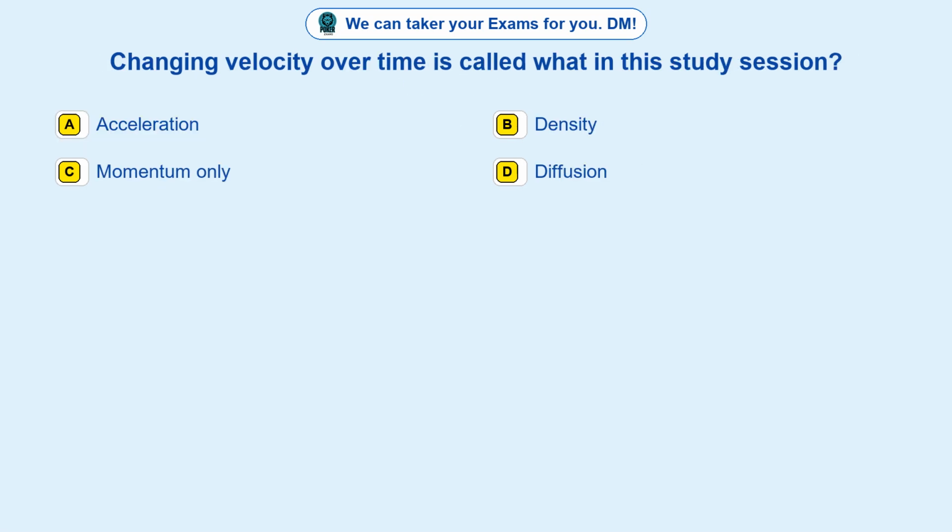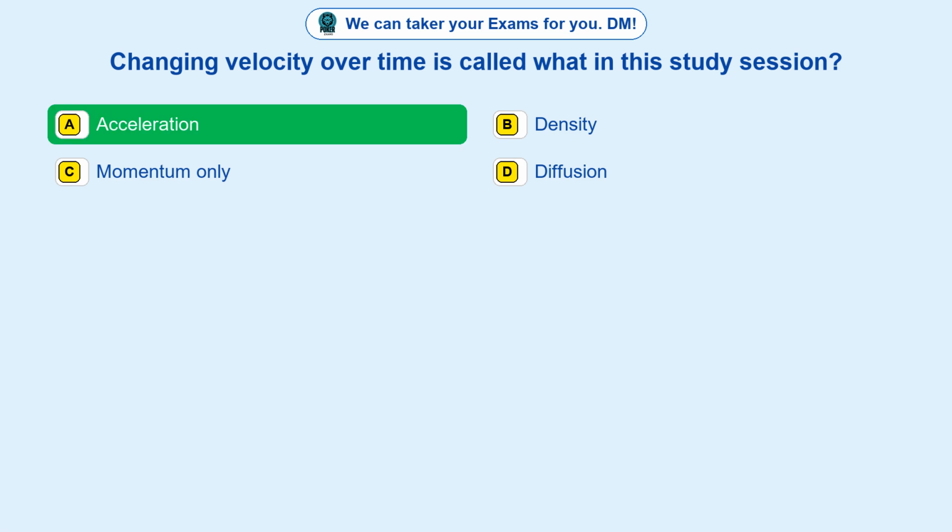Question 56. Changing velocity over time is called what in this study session? Option A, acceleration. Option B, density. Option C, momentum only. Option D, diffusion. The correct answer is option A.